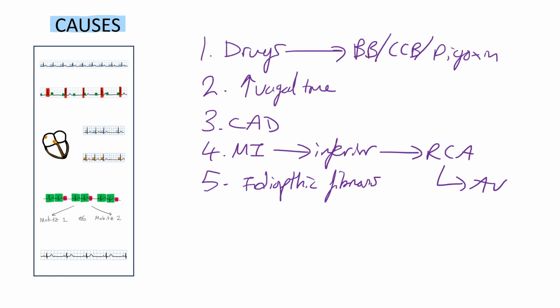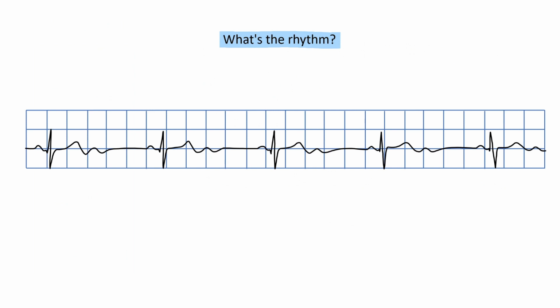Now this is quite an important cause, especially in complete AV block. In complete AV block, autopsy studies have found that about 50% of them are due to idiopathic fibrosis. Okay, so now let's move on to a question. I'd like you to pause the video and have a go at this.